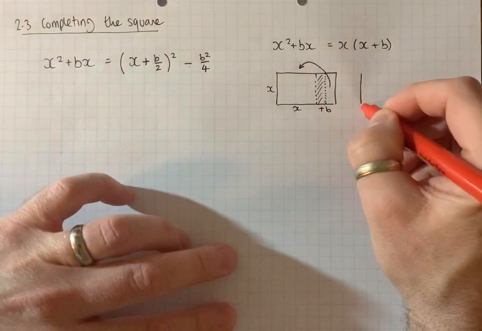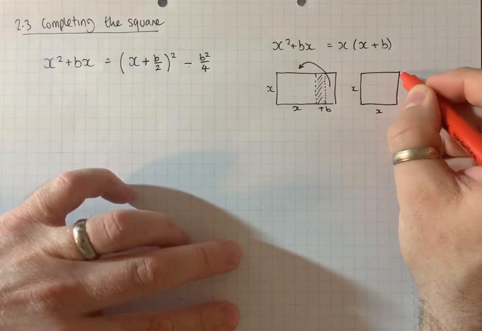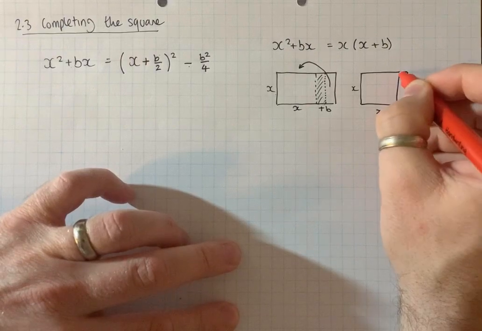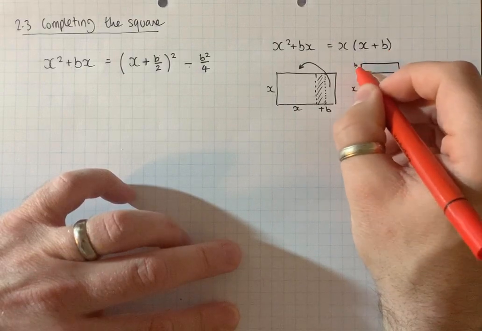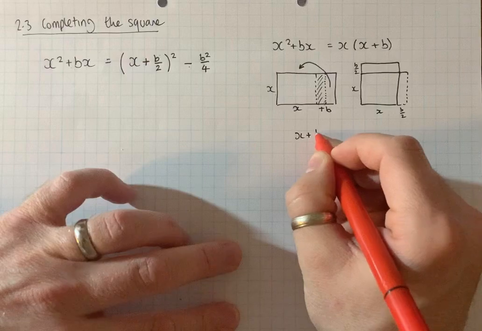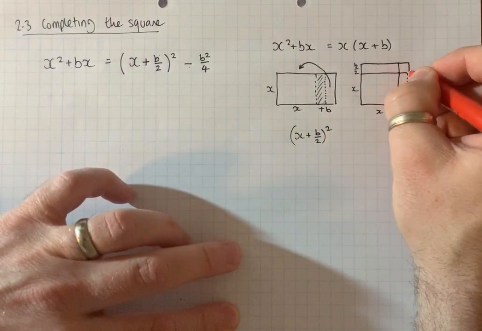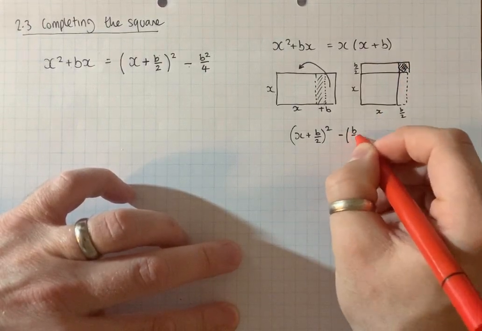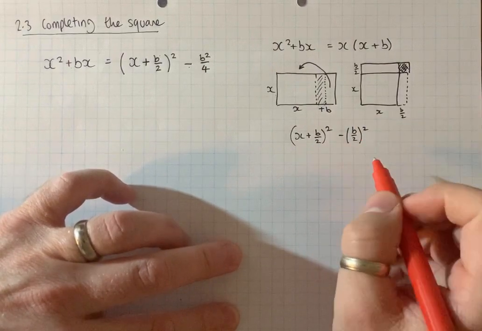What that would look like is, here you've got your square, x and x. So you've got half of that rectangle, b over 2, and you've got the other half of that rectangle now up here, b over 2. But if you were to do x plus b over 2 and make a square, you'd have this extra little square here to get rid of, which would be b over 2 squared. So that is completing the square.